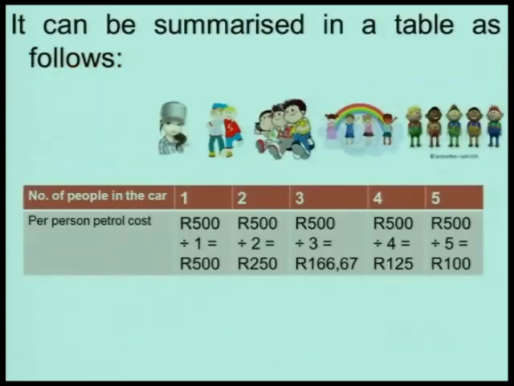If we summarize it, it will look as follows in the table. And they can also ask you to determine it inside a table where they have left out certain values. For example, they have left out number 2. How much will they pay if there's 2 people in the car? Then you will follow the same principle. 500 divided by 2, which will amount to 250 Rand.